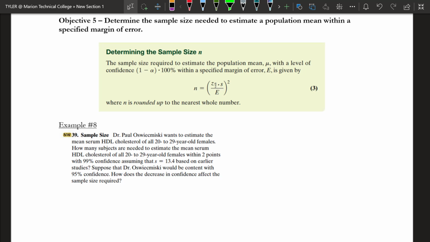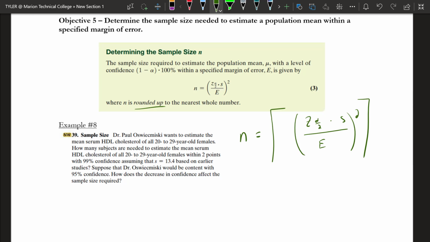Right, so you can see that n equals, and we're going to round up, so we're taking the ceiling of (z alpha divided by 2 times s divided by e) quantity squared, take the ceiling of that, right? This is essentially what we're going to do. So in number 39, we're doing 2 parts.